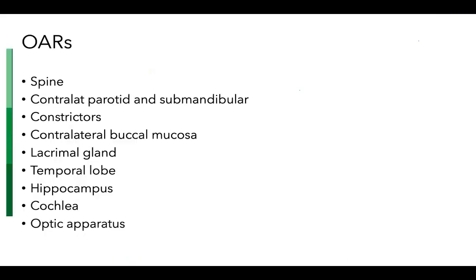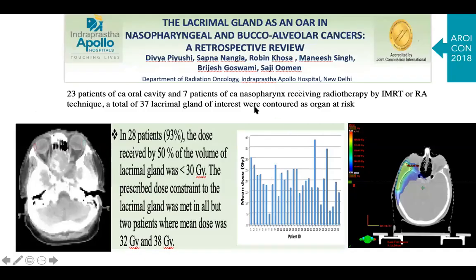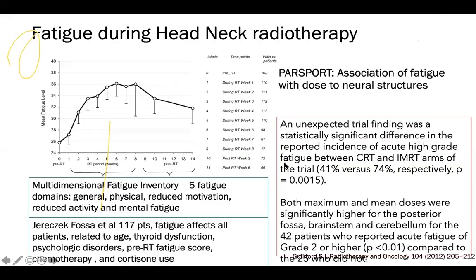So for the lacrimal gland, we had actually done this analysis, 23 patients of oral cavity and 7 patients of nasopharyngeal carcinoma. Divya from Indraprastha Apollo, one of our DNB students, had done this analysis, and it's possible to spare the lacrimal gland even though we are treating very close to it. As you can see, we're treating very close to it, and yet it's possible to spare the lacrimal gland.